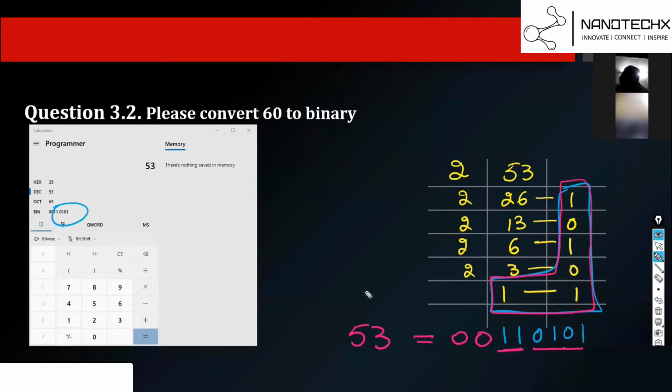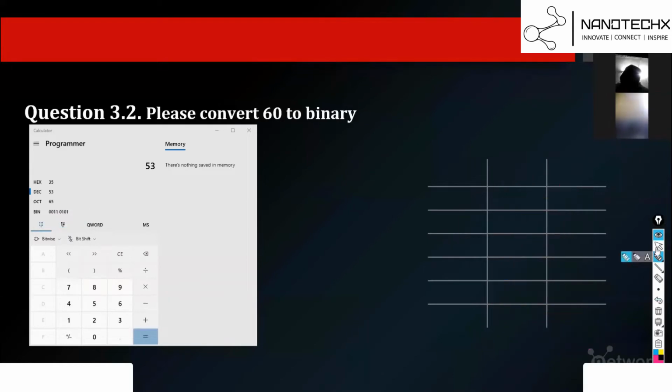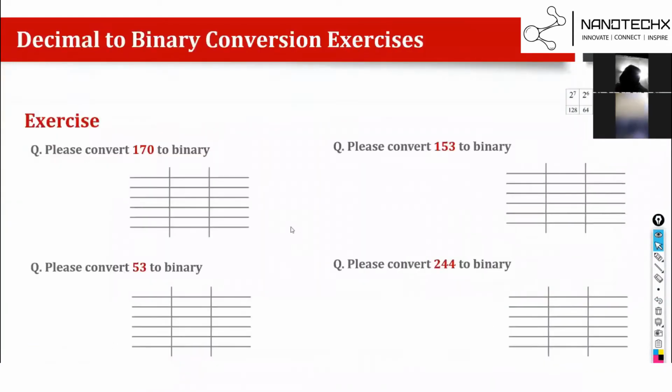Now there are some exercises I want you guys to do as well. These are the exercises which you have to finish. Today after the lecture, do 170, 53, 153, 244, and then you can send them to the admin as well. And then there are 75, 84, 143 that you have to convert. It's very easy. Now the second part: this was from decimal to binary, meaning a normal number into 0s and 1s.